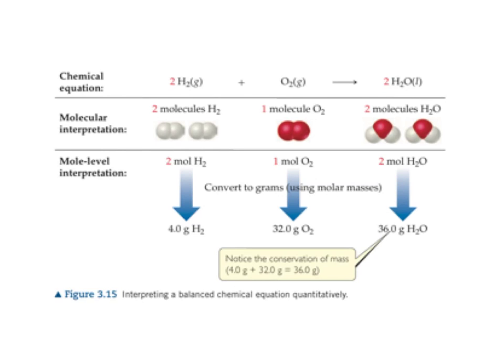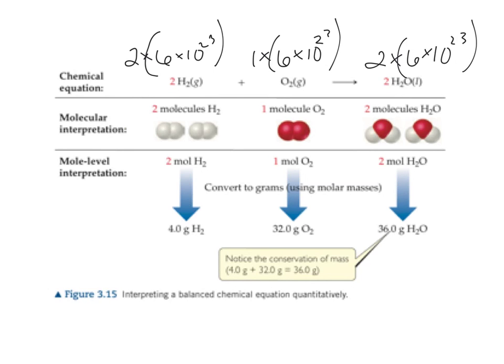Now, another way to interpret this equation is on the mole level. And that is because, let's consider this equation, if we were to multiply each term by 6 times 10 to the 23rd, we can do that because we're multiplying each term by the same thing, so it's proportional. Another word for the number 6 times 10 to the 23rd is mole. That's a mole. So if we multiply these molecules by a mole, then we can also interpret this equation on the mole level.